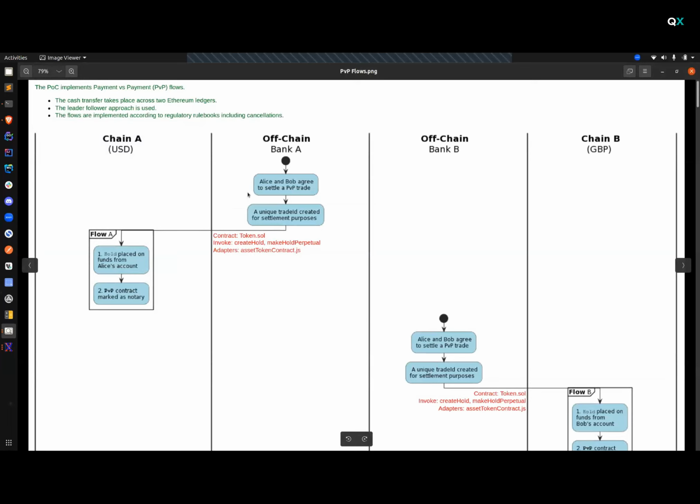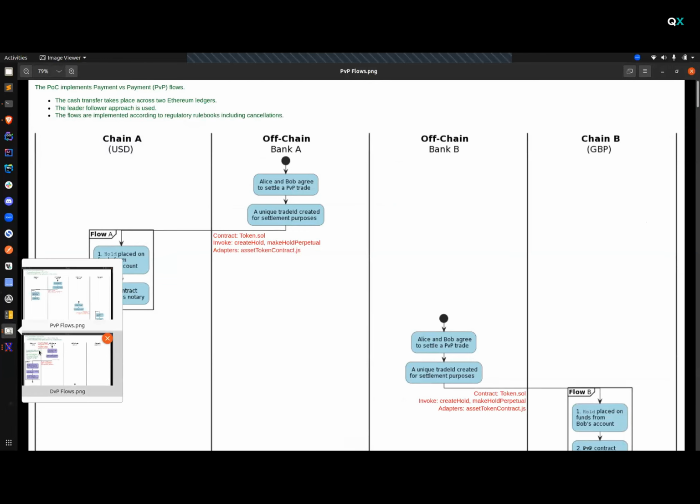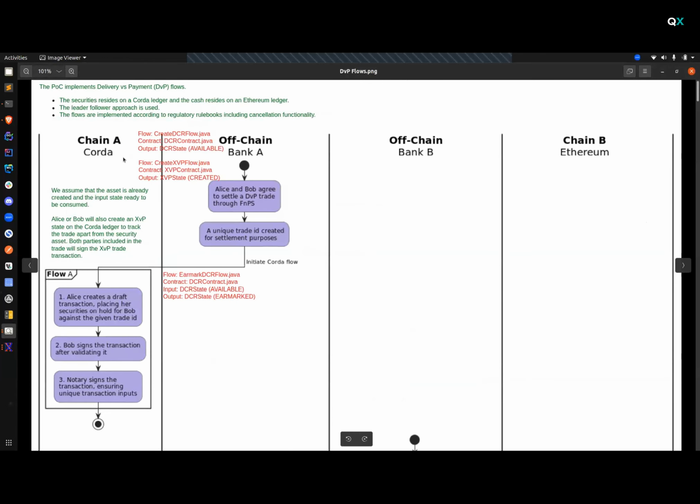The first is a payment versus payment flow. We're going to swap some dollars on an Ethereum chain for some pounds on another Ethereum chain. So this is interoperability between Ethereum and Ethereum. Then our DVP flows will be between a Corda ledger and an Ethereum ledger, swapping some securities for some cash on the Ethereum ledger.